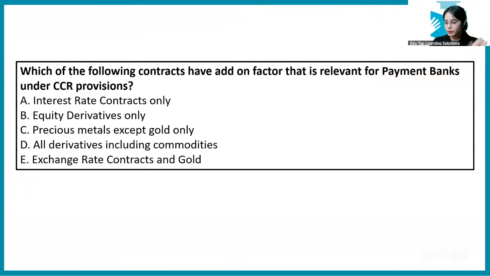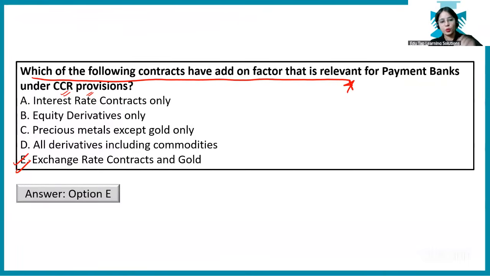Now answer this question. Which of the following contracts have an add-on factor that is relevant for the payment bank under CCR provisions, counterparty credit risk provisions? Exchange rate contracts and gold.